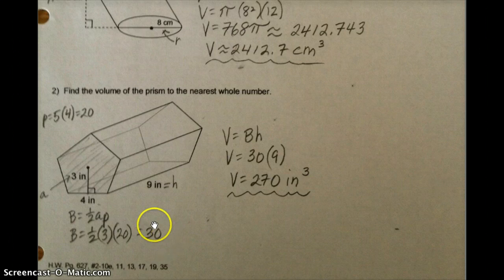Now, if we want to find the volume, we just need to have the area of the base, 30, times the height, which is 9. If we were to flip this over on its side, bringing this down to be on the flat surface, then we'd have 30 times 9, and that's 270 inches cubed. Again, we were rounding to the nearest whole number. In this case, we didn't need to worry about it.